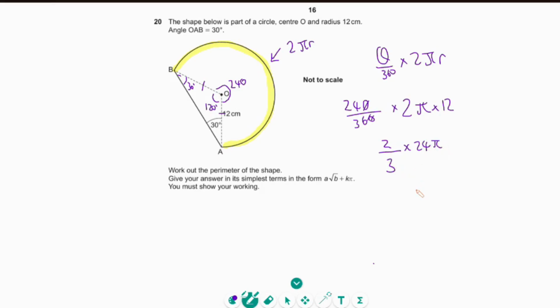2/3 times 24 is the same as saying 2/3 of 24. 24 divided by 3 is 8. 8 times 2 is 16. So we've got 16 pi here for the arc length.